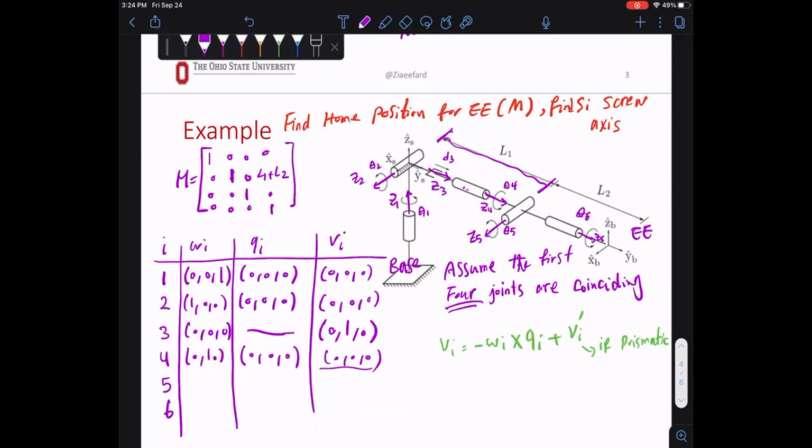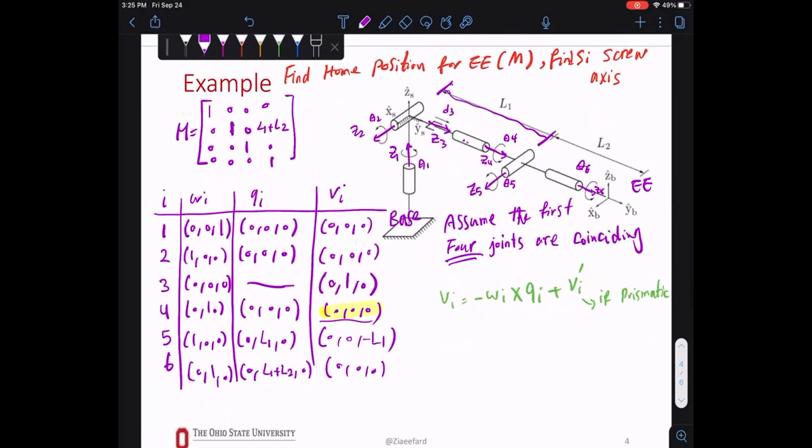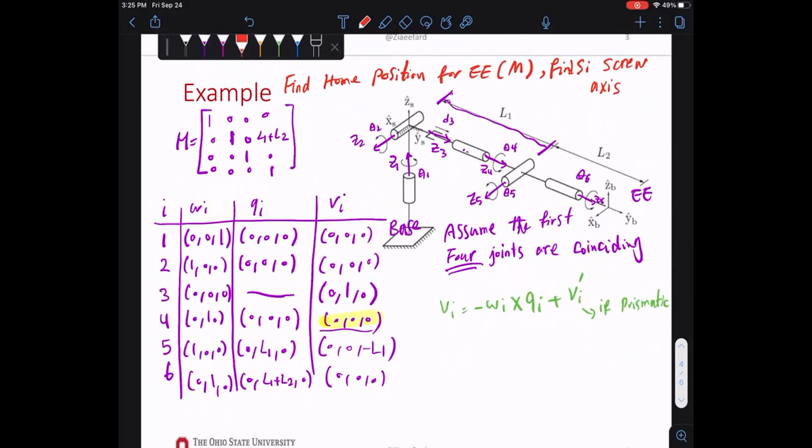And then fifth, 1, 0, 0. And then it's 0, L1, 0. And here, 0, 0, negative L1. For this one, 0, 1, 0. 0, L1 plus L2, because it's just that distance. And this guy is 0, 0, 0. I need to check this one. So, but whatever. Let's say that is correct. Now, I'm not done yet, right? What do I have to do to finish this example?